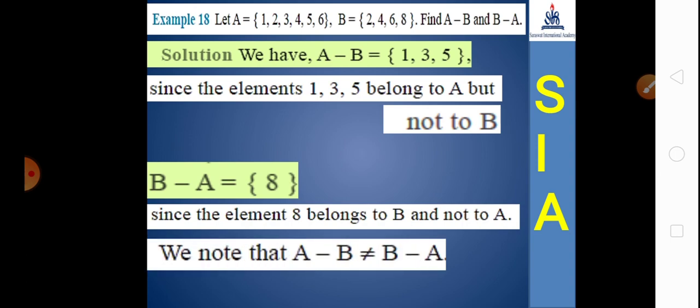So my answer is always A minus B is not equal to B minus A. Students, again I am telling you carefully, in any two sets, A minus B and B minus A are always not equal. If A and B are equal, then these sets are equal. Already I told you A minus B and B minus A are disjoint sets. Continue.